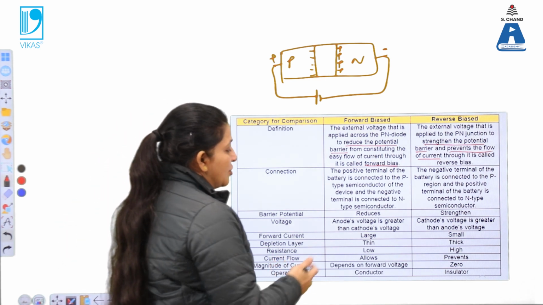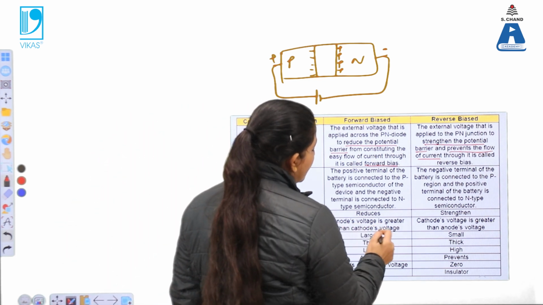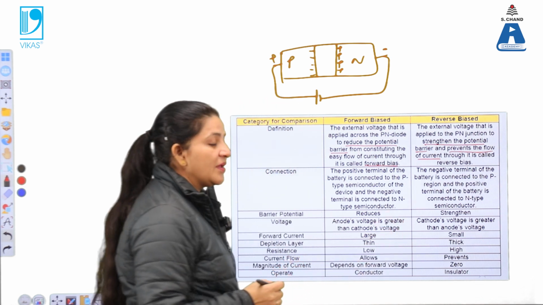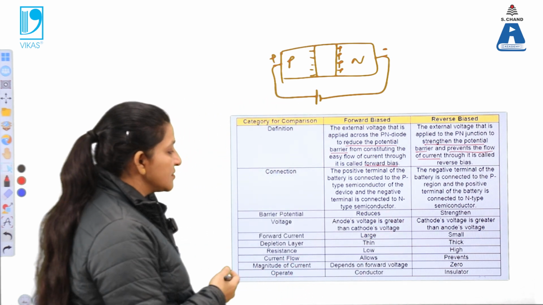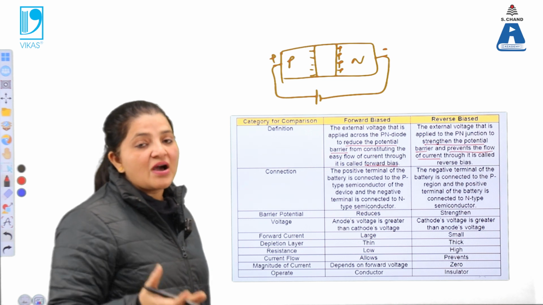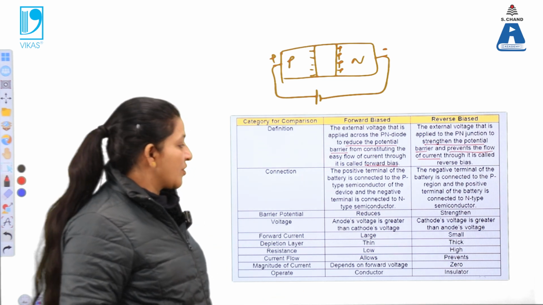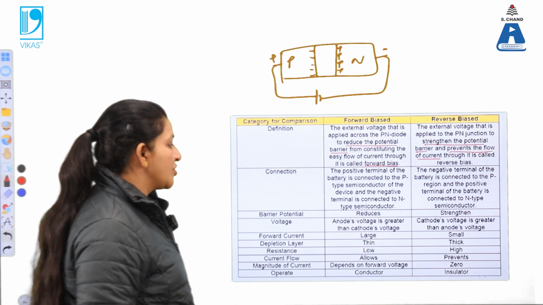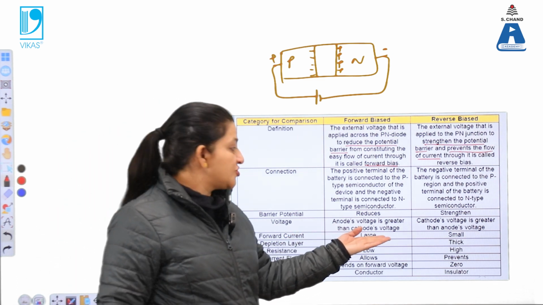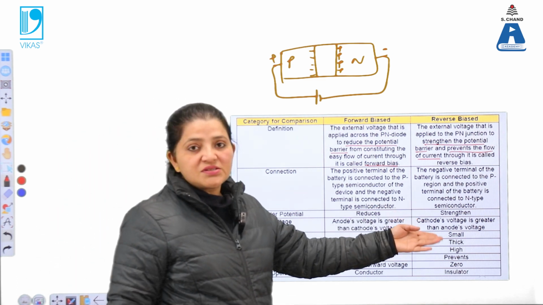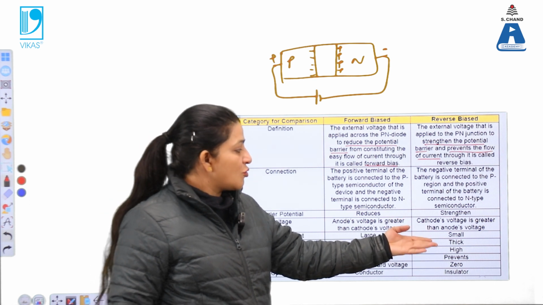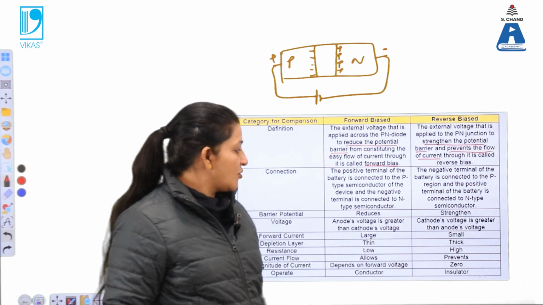Next is the voltage: the anode's voltage is greater than the cathode voltage. What does it mean? We know that in this case the positive terminal must have the higher voltage, that is, it is at the higher potential rather than the lower potential. So the anode potential must be greater than the cathode potential, while that is reversed in reverse biasing. So the cathode voltage must be greater than the anode voltage.